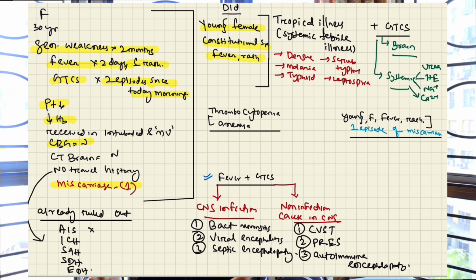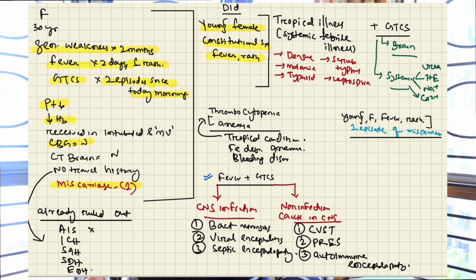Now, a patient who has thrombocytopenia and anemia as presenting features, again, tropical illness can cause all these conditions, right? Also, the patient can have iron deficiency anemia because she's a female. The patient may have bleeding issues, excessive menstrual bleeding or GI bleed or any kind of bleed can produce an anemia-like condition. Because this patient also had a history of miscarriage in the past, plus she's female, she's young, and she presented with fever and rash, the chance of an autoimmune condition is very high.